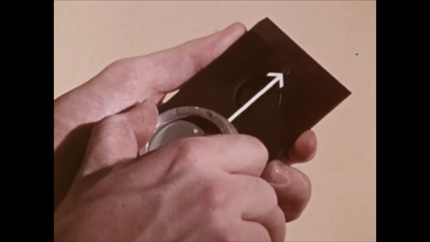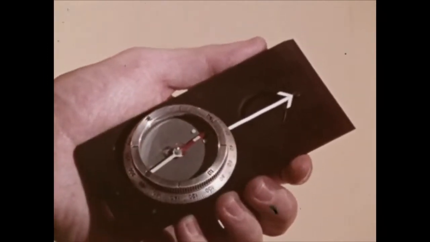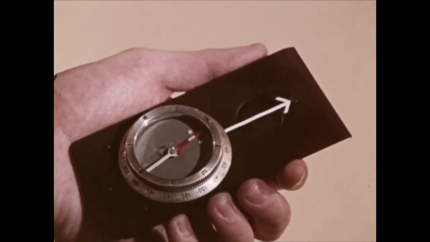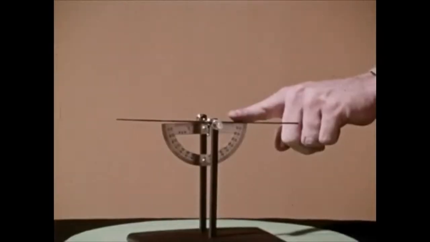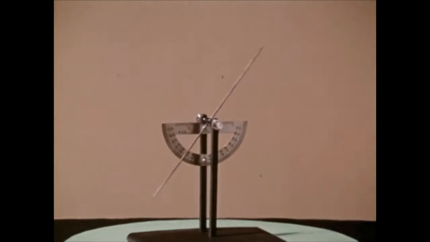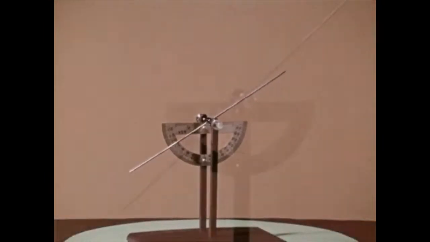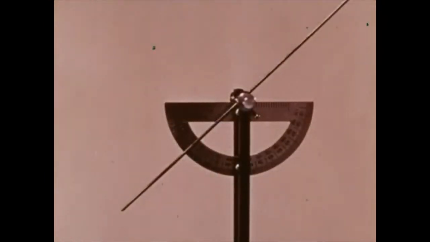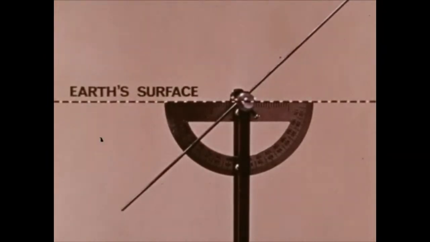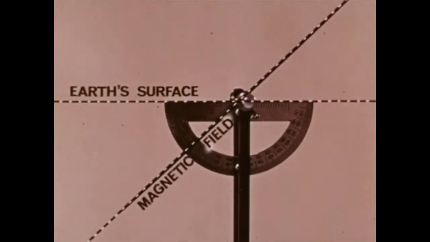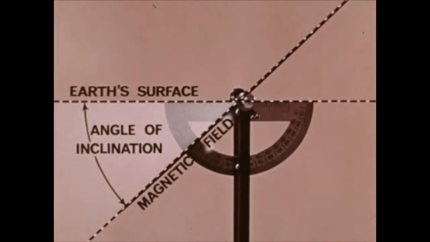The compass needle indicates a horizontal effect of the magnetic field, a declination. But the Earth's magnetic field also has a vertical component. Using a magnetic dipping needle, we can see that the magnetic field is three-dimensional. The dipping needle measures the angular difference between the Earth's horizontal surface and the direction of the Earth's magnetic field at that point. The angle formed is called the angle of inclination.